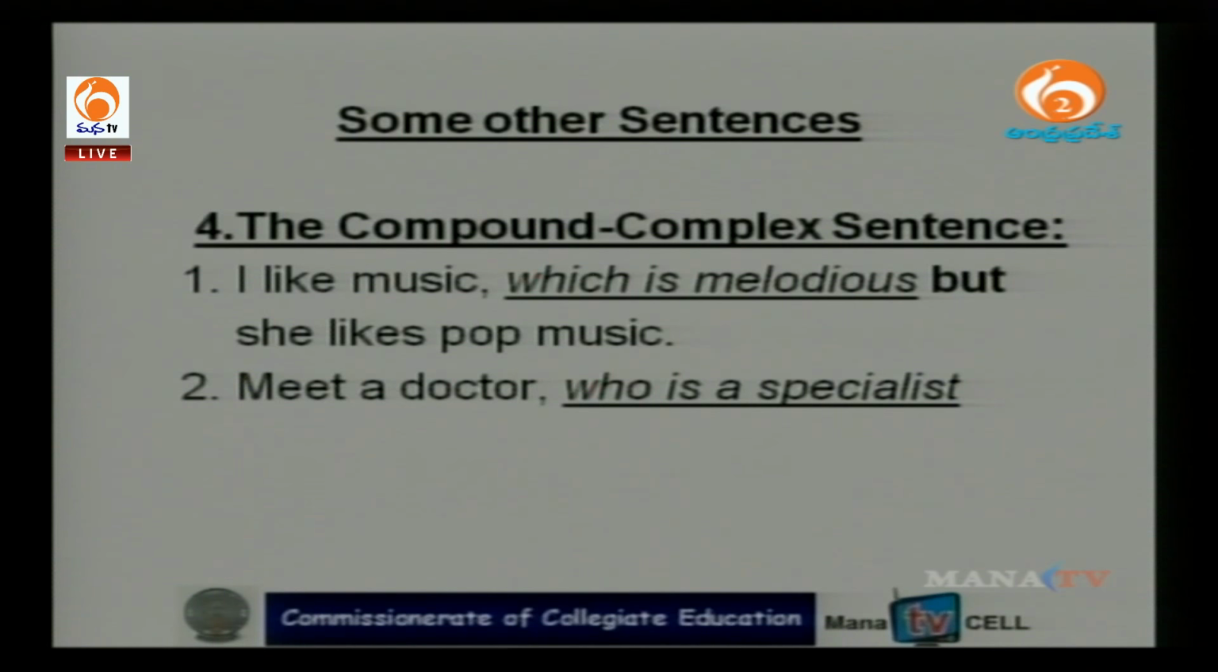And in the second sentence, meet a doctor who is a specialist, there you find a main clause and a subordinate clause, and another main clause, take his advice, and there is a conjunction. So it is also a compound complex sentence.